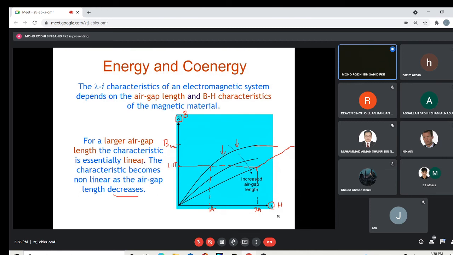Do you understand what it means by linear? Linear means something like a straight line. It is much more straight compared to this one. Without the air gap, it is more curvy, more of an exponential term. If you find the equation for this one, it has a much more exponential term. This one is much more linear within the operating point. So this is what happens if you increase the air gap. It will be more linear.